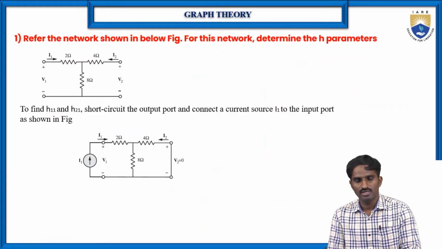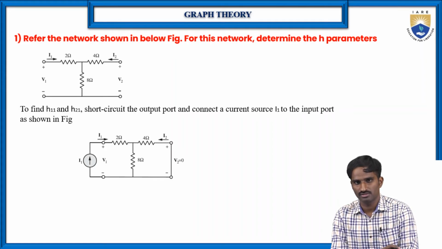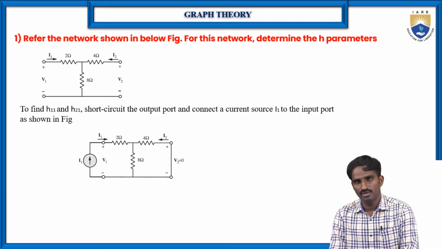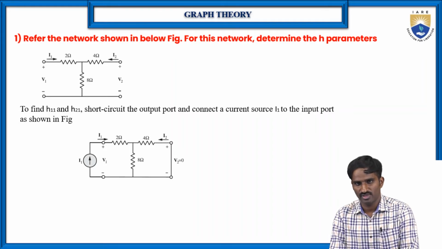Then now going to the second problem. Right. So to just understand the procedure, I didn't consider any values in the previous problem, but here we have considered the values for the resistors also. So this is a simple T network. Right. So for this T network, we need to find the H parameters.